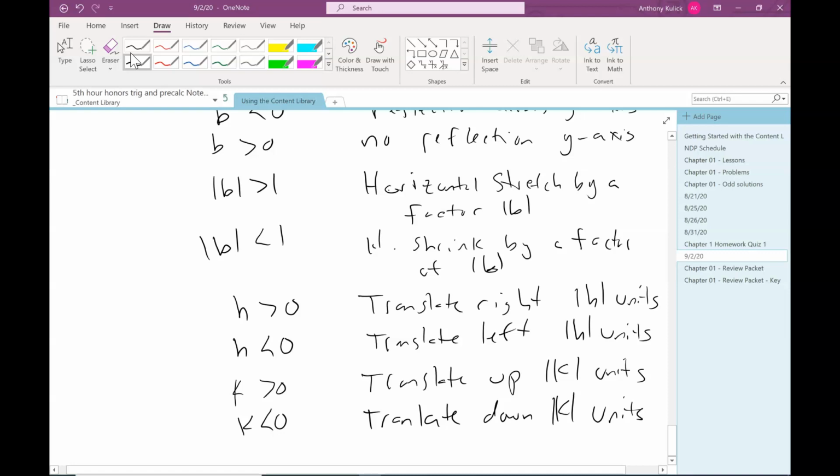Okay. So there's two kinds of things that I expect you guys to be able to do with something like this, or to do using this information.